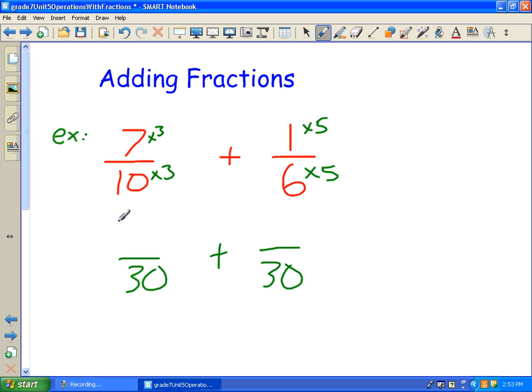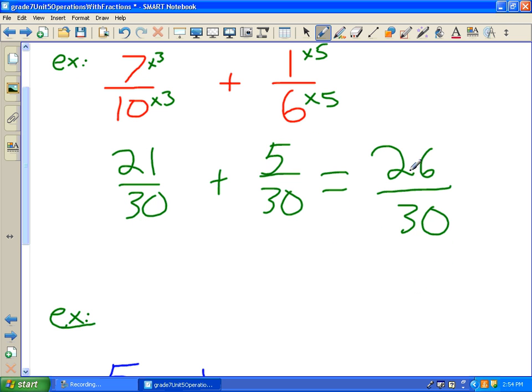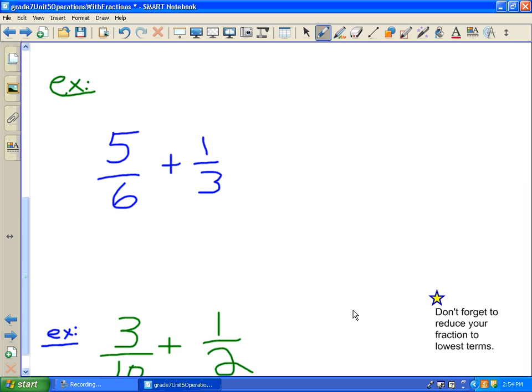3 times 7 is 21. 5 times 1 is 5. Now our answer is 26 over 30. And if you want to reduce it to make it even smaller, divide both of them by 2. So divide the top by 2, and we'll get 13. Divide the bottom by 2, and we'll get 15. So now we just reduced it to the lowest we could make it.